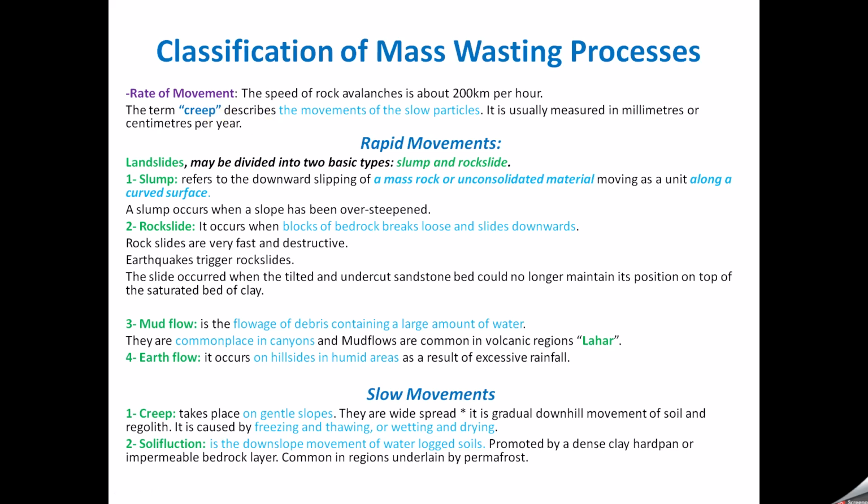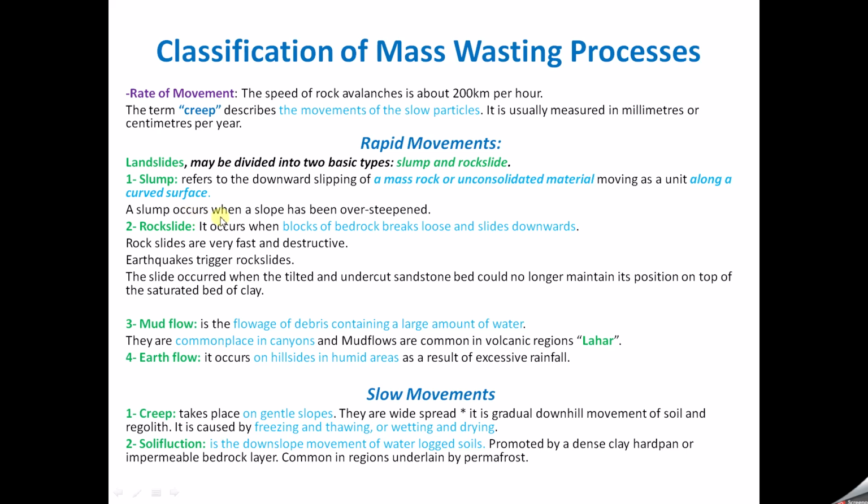Two types of movements. Rapid movements, we have landslide, which includes slumps and rock slide, mud flow, earth flow. Those are very fast. And slow movement, creep and solifluction. Landslides may be divided into two basic types, slumps and rock slides. Slump refers to the downward slipping of a mass of rock or unconsolidated material, moving as a unit along a curved surface. So we need a curved surface for the slump. This is the main condition.